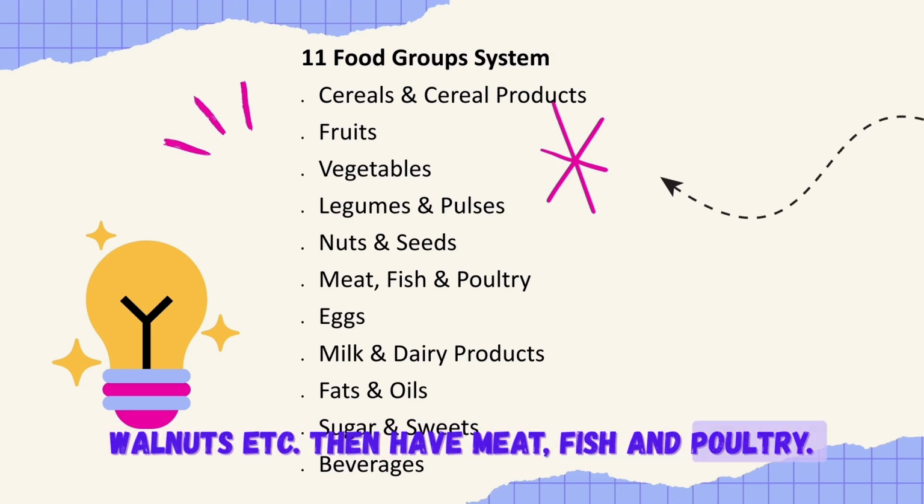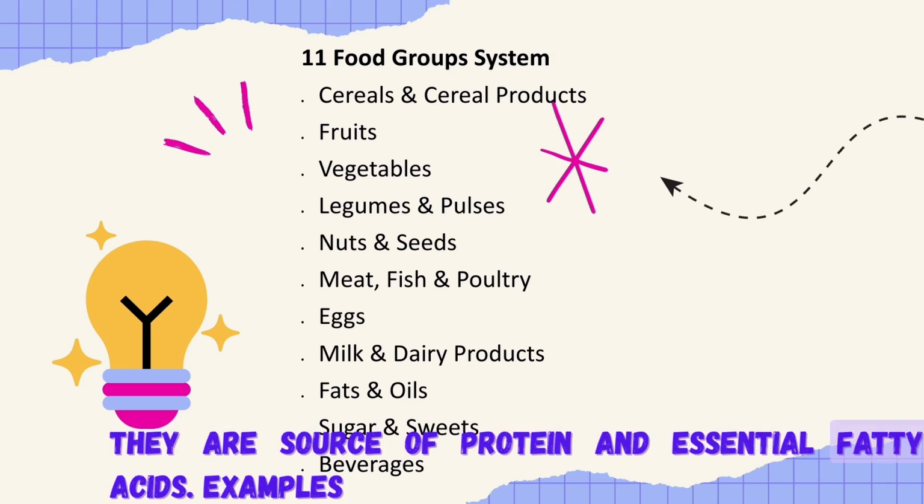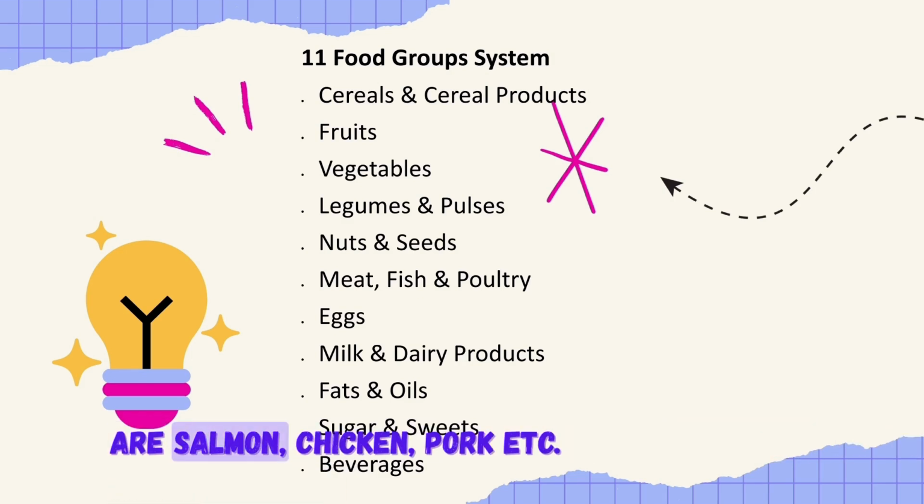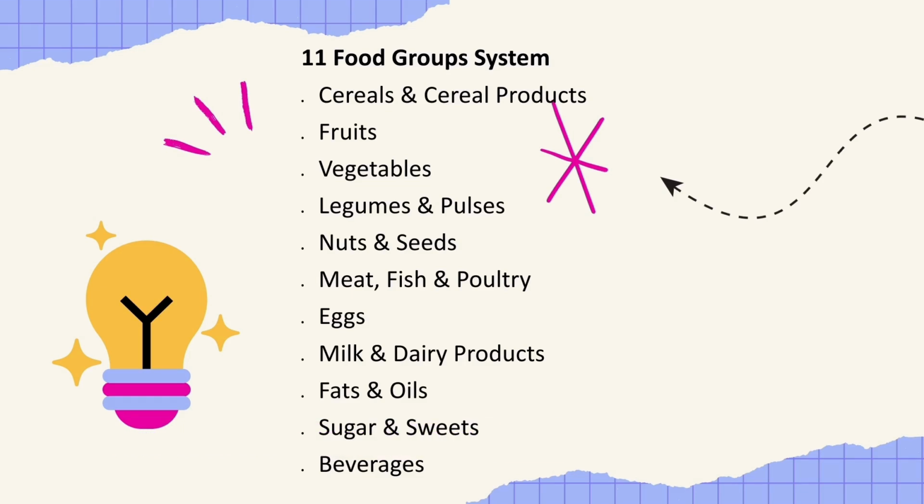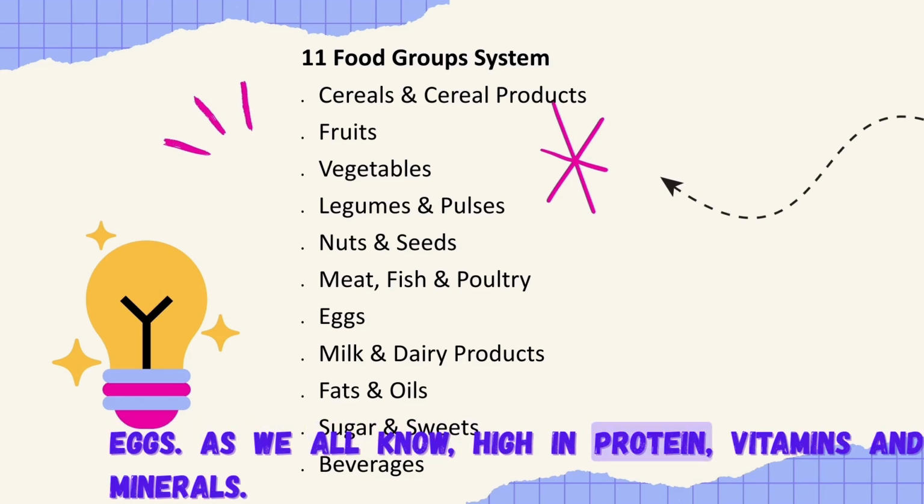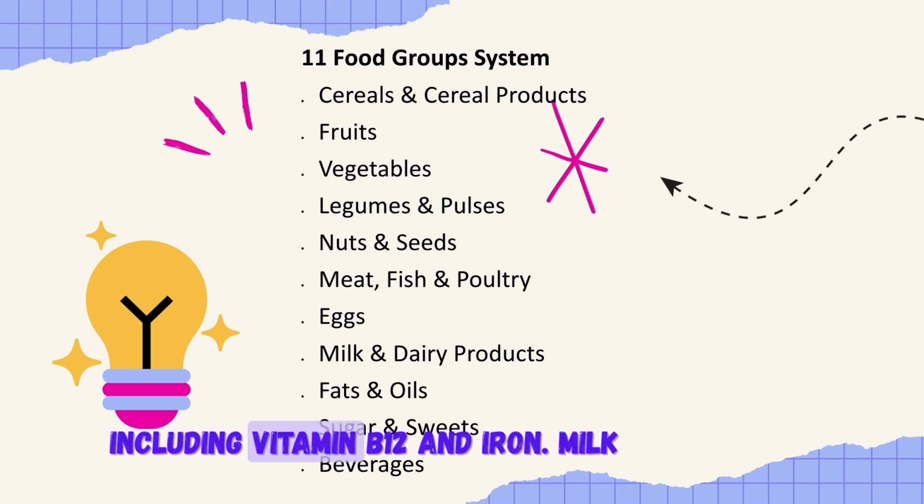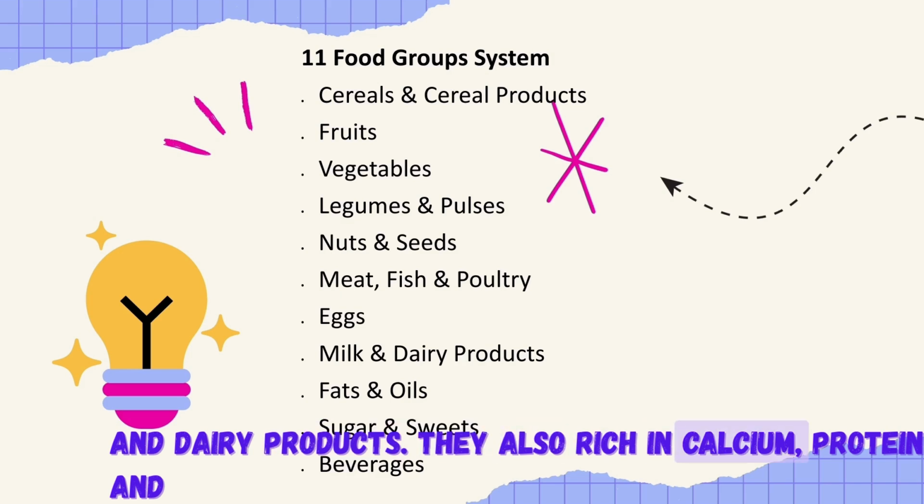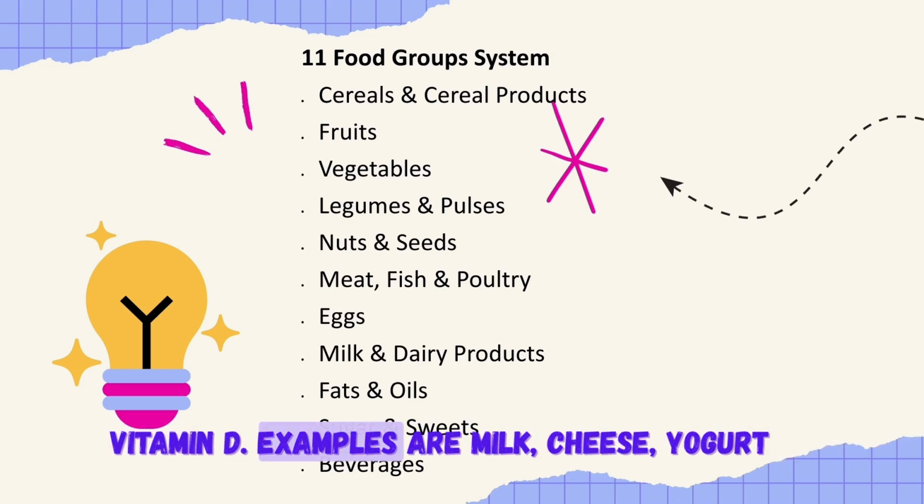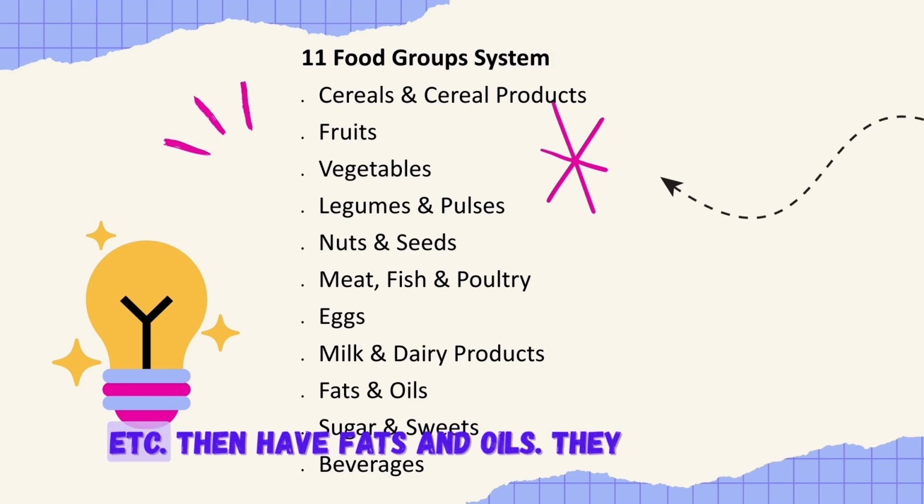Then you have meat, fish, and poultry. They are a source of protein and essential fatty acids. Examples are salmon, chicken, pork, etc. Eggs, as we all know, are high in protein, vitamins, and minerals, including vitamin B12 and iron. Milk and dairy products are also rich in calcium, protein, and vitamin D. Examples are milk, cheese, yogurt, etc.